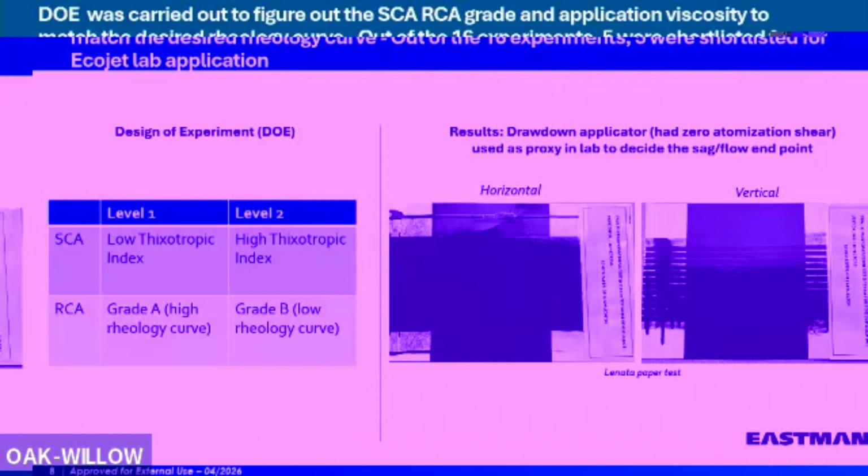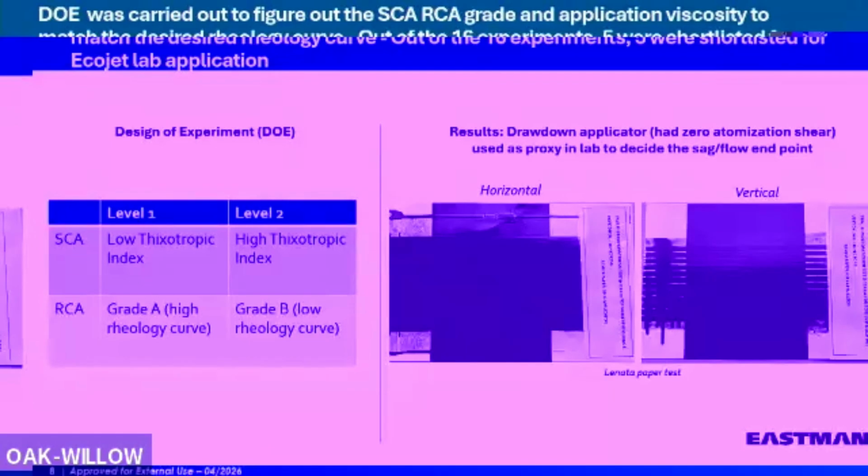So now imagine the challenge. When I said verticals, 90-degree applications, we are pouring paint, and it should not sag, but it should flow also. So that was the challenge we had. Then we realized that if you have to do this, it has to be a mixture of these two, right? It has to be a mixture of RCA and SCA because individually, none of them are working. We need to have a blend.